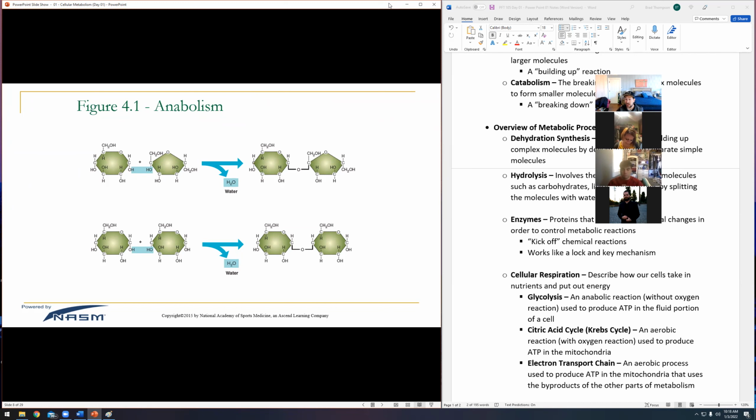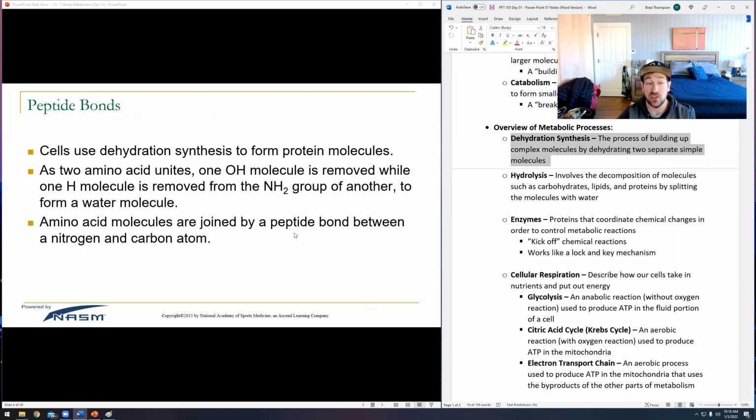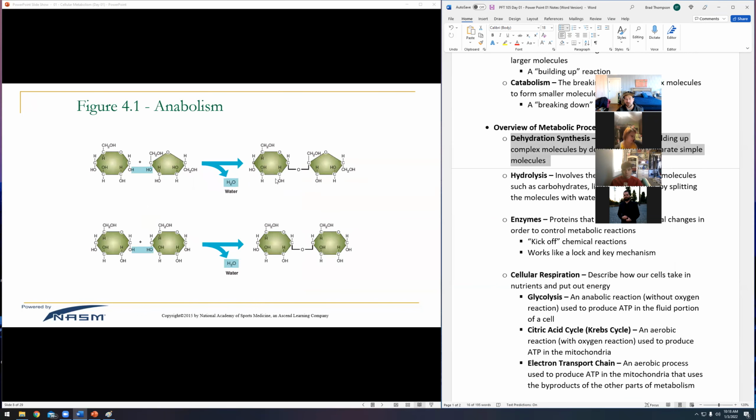And that is dehydration synthesis. That's how our body combines stuff to make stuff. We can, by the way, do this with proteins as well. This is a peptide bond. Proteins, you'll notice the ingredients are slightly different.